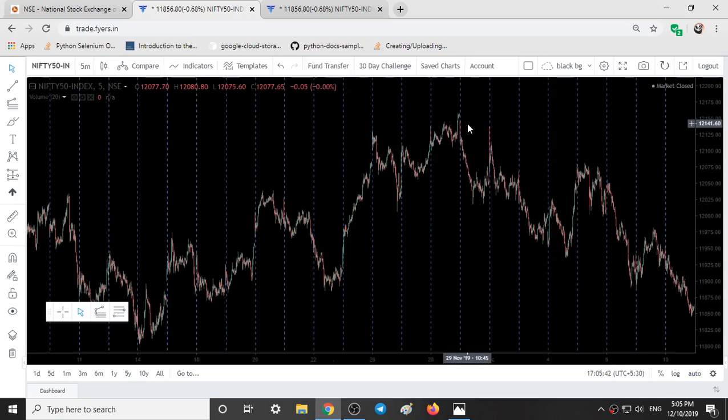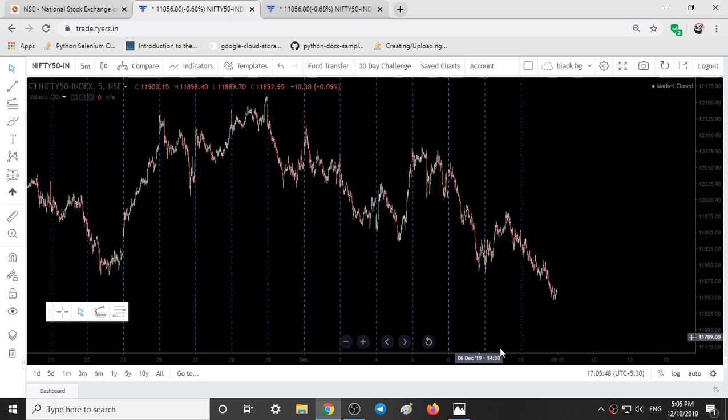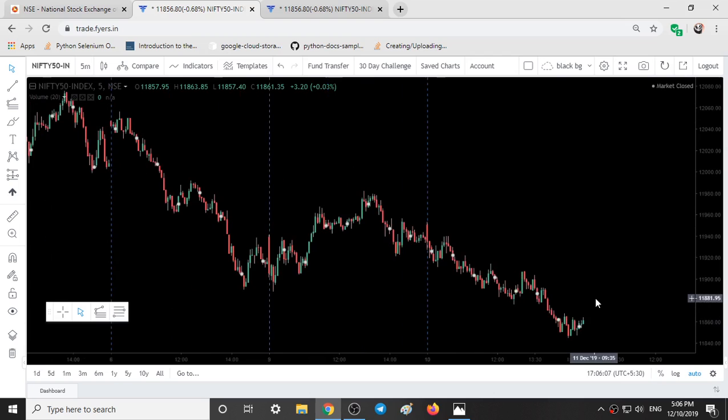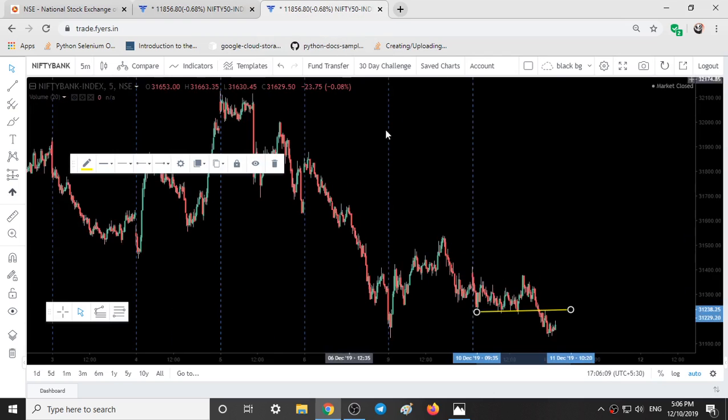We are going down, giving a pullback, going down, giving a pullback, going down. In the intraday also, we can see so many pullbacks. This 11850 was expected where Nifty could take a pause, but no bulls entered at this level, 11850. Let's see what happens tomorrow, whether it is a gap up or a gap down.